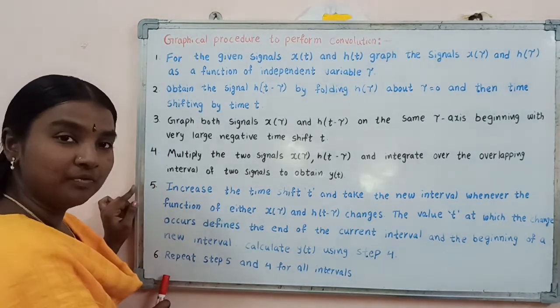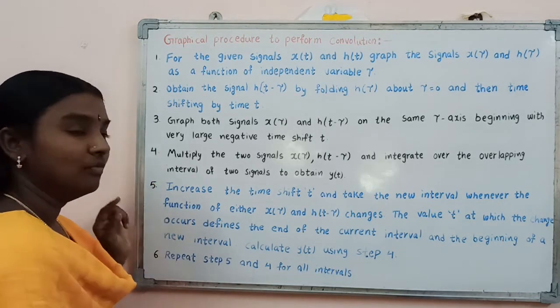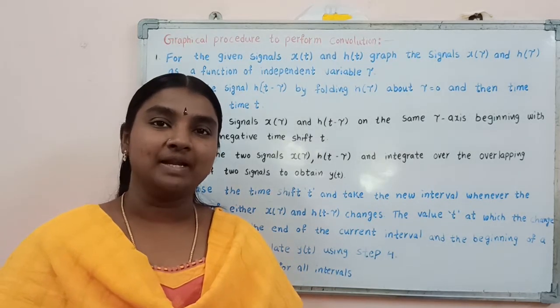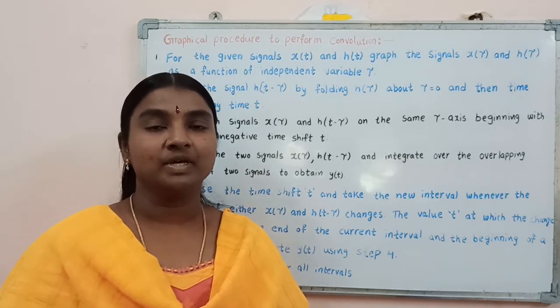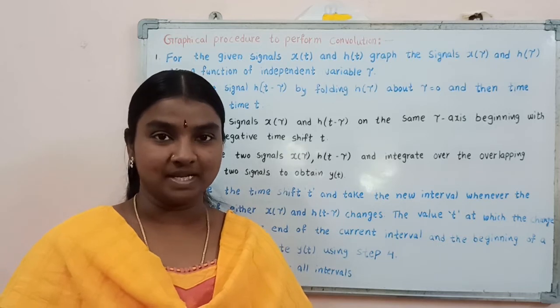And we have to repeat step 5 and step 4 for all intervals of time. In this manner, by following these steps, we are going to find the graphical convolution on continuous time domain signals.